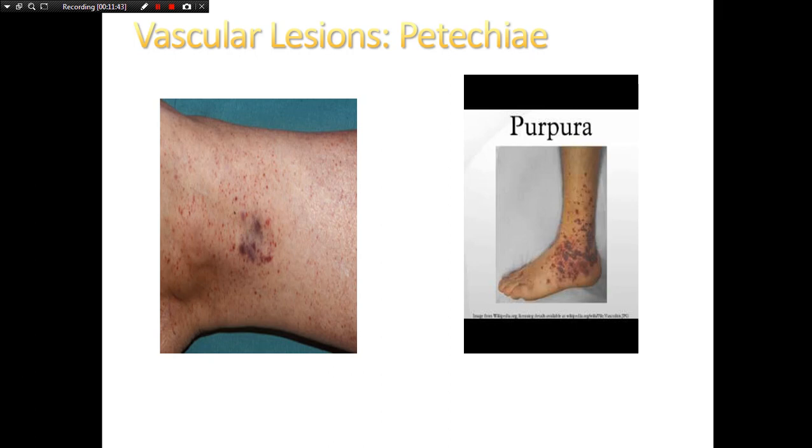And then the purpura is more of a confluent pattern where there are larger patches of it, but it's ruptured capillaries, leakage of blood underneath the skin. They don't form like hematomas.